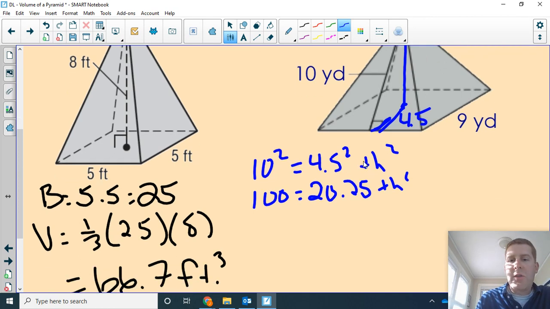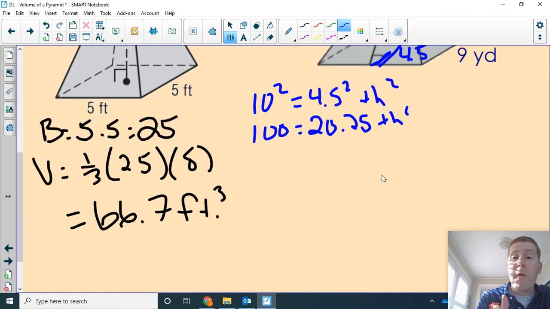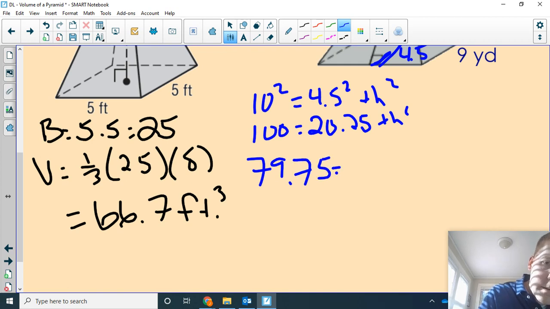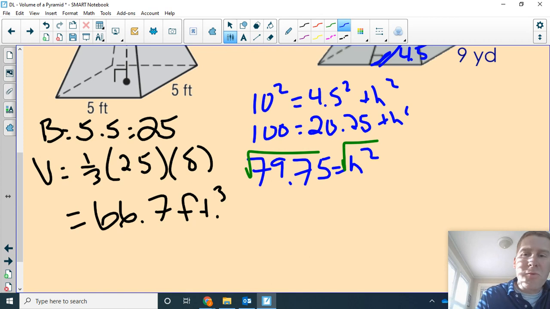So we're going to subtract 20.25 from both sides of our equation. So 100 minus 20.25 is 79.75 equals h squared. Let's square root both sides, and that will give us a height. This is where I rounded. I rounded to the nearest tenth, and my height was 8.9 yards.